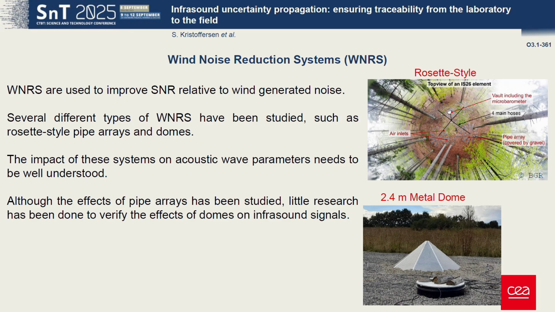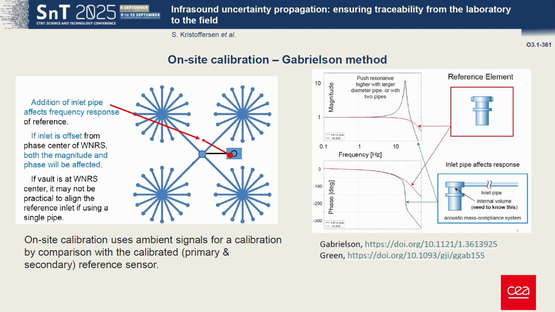And basically, this averages that turbulence over an area that's larger than the turbulent eddy size, so then we greatly reduce the impact of that noise. Another method that's I think being studied and used more and more are these domes. So for example, that picture on the bottom is a 2.4 meter diameter metal dome. And the idea of the dome is similar. It kind of breaks the eddies up and averages them out over the surface of the dome. And so then we get that reduction in noise.